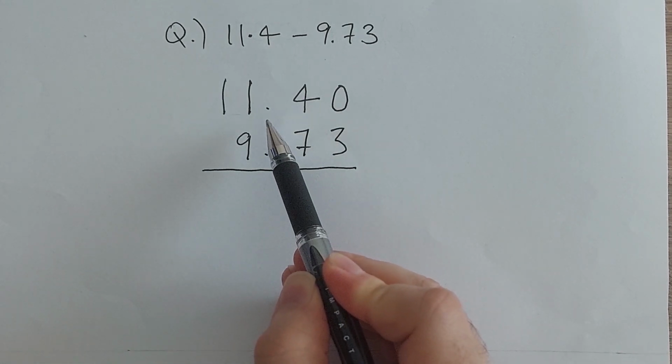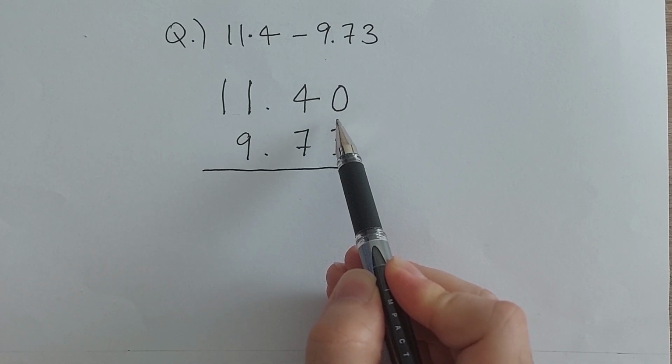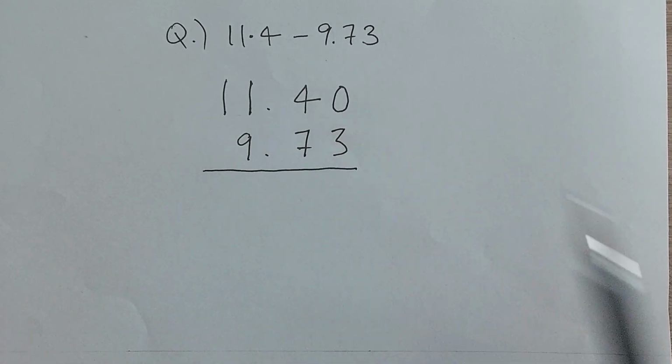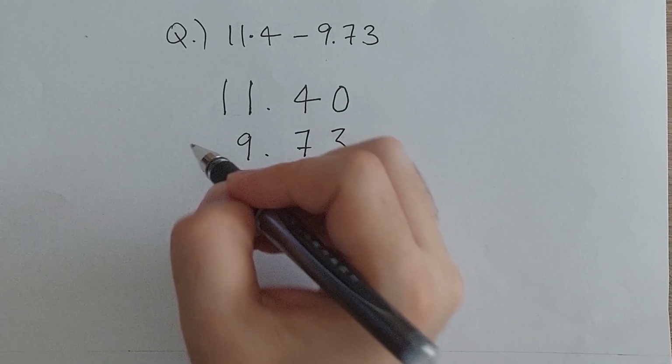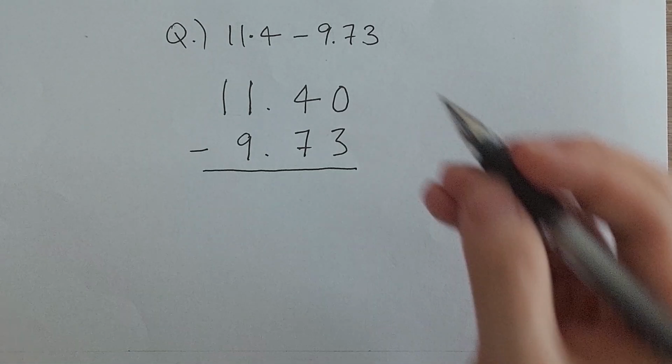Notice that the first digit after the decimal point is called the tenths position, and the second number after the decimal point is called the hundredths position. So we are going to start subtracting from the extreme right.